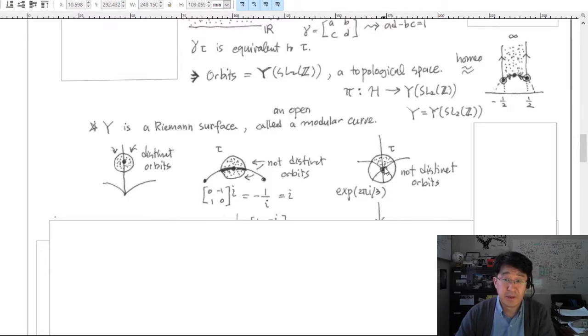But using one of the matrices, this whole thing is rotated around there and rotated around there. So there are non-distinct orbits around that neighborhood. So that's a problem as well. So you have to turn that one and analytically map it into an open neighborhood.